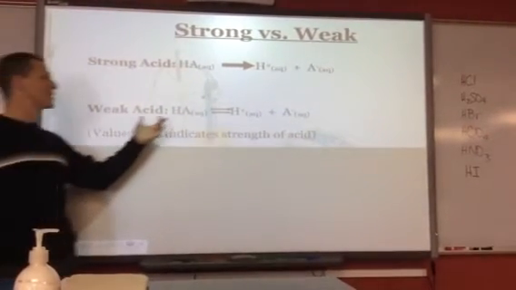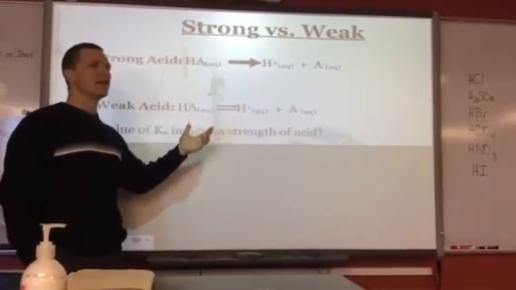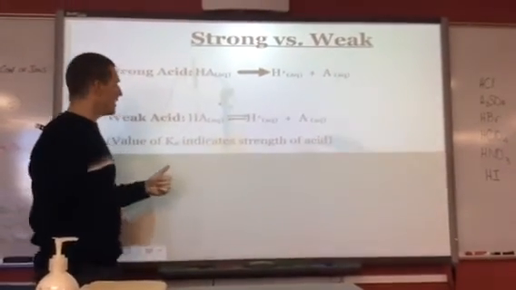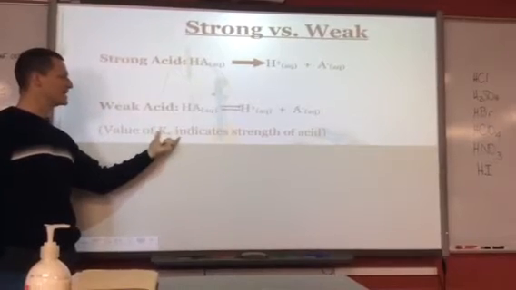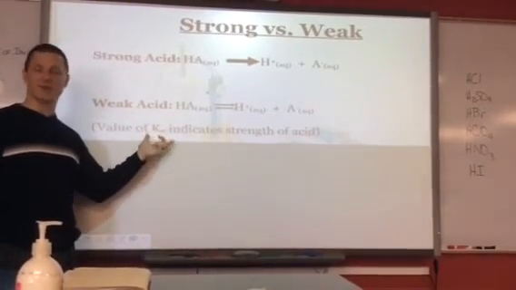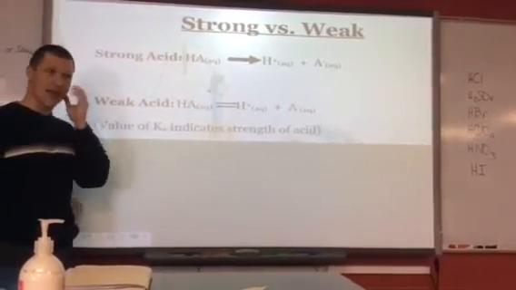So because weak acids are in equilibrium with their products, we can find a K. And we're always going to call it, for an acid, specifically K with a subscript A. Ka is the acid dissociation.